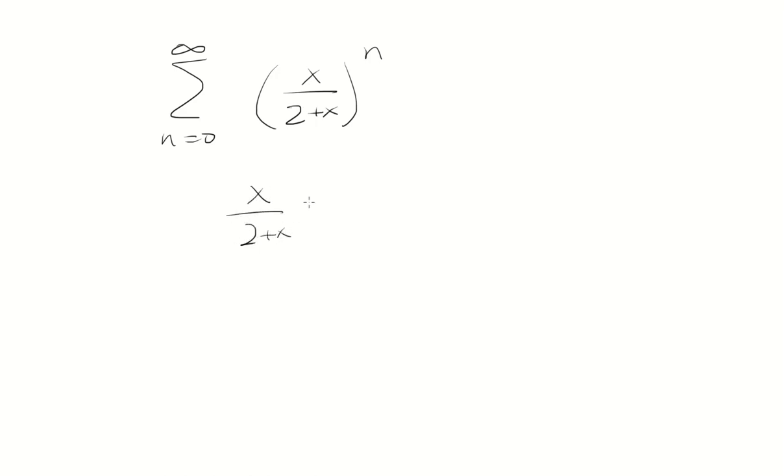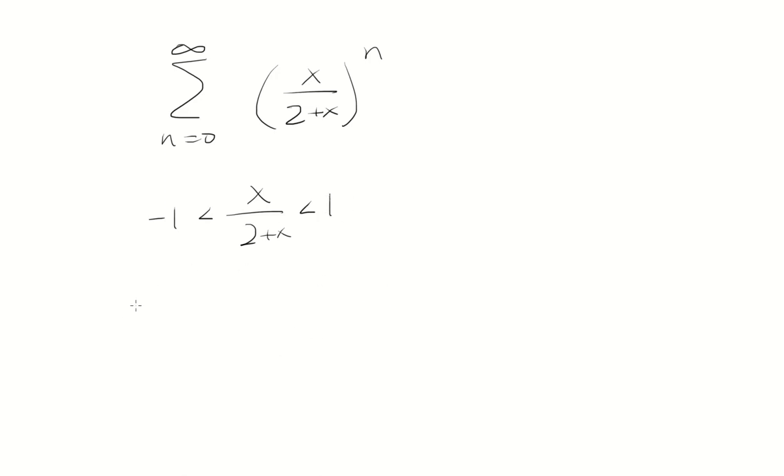What are all values of x for which the sum from n equals 0 to infinity of (x over 2 plus x) raised to the nth power converges? Notice that this is a geometric series, and so we want x over 2 plus x to be between -1 and 1 in order for the series to converge.